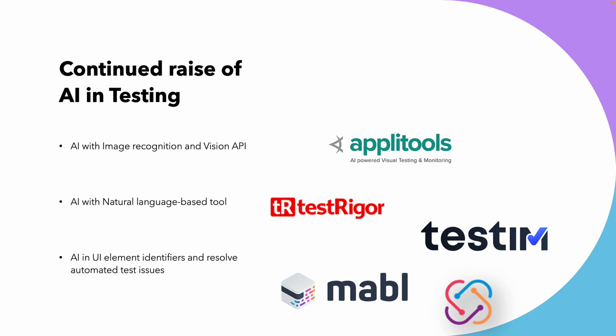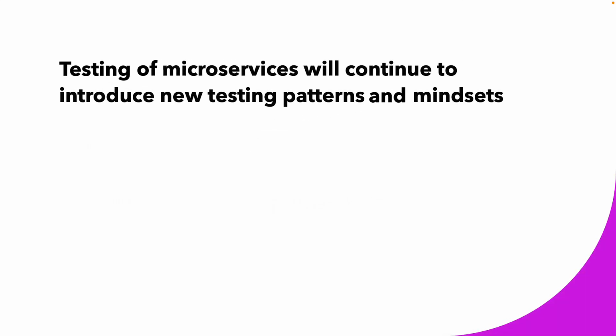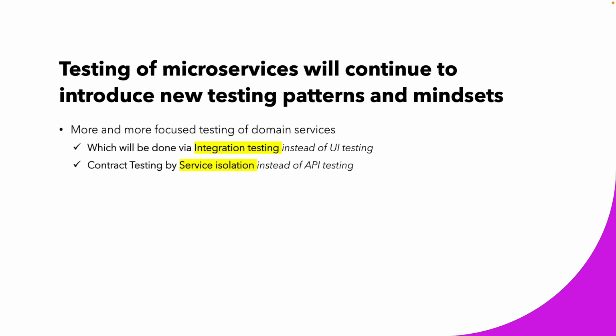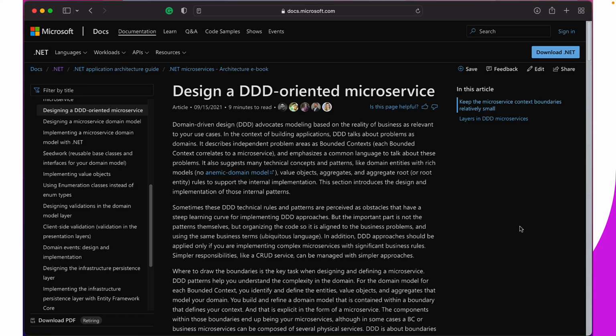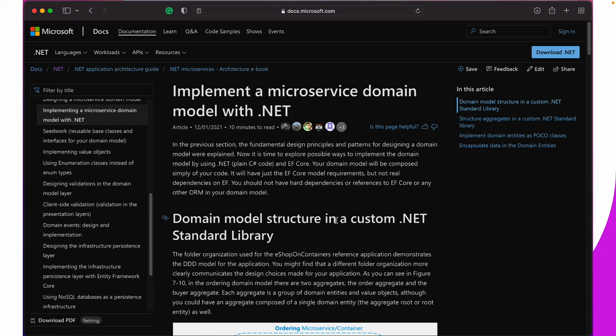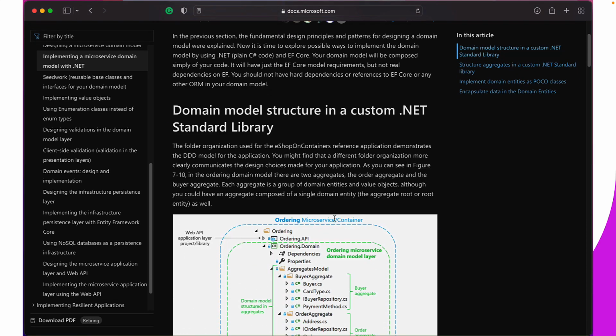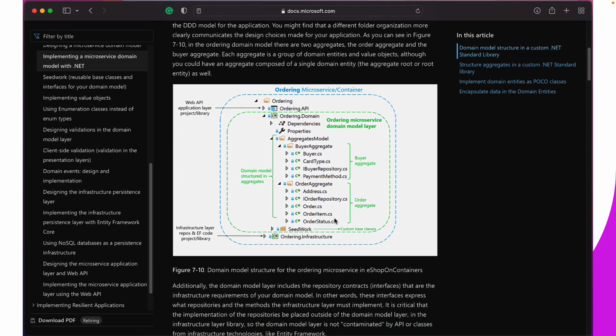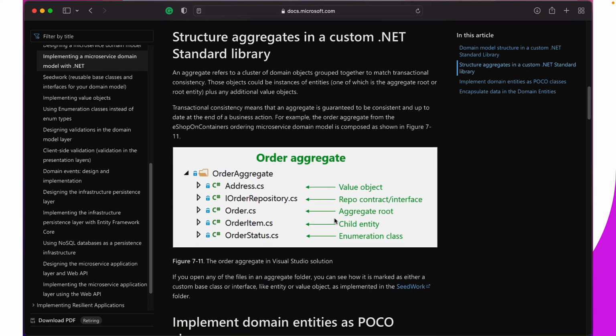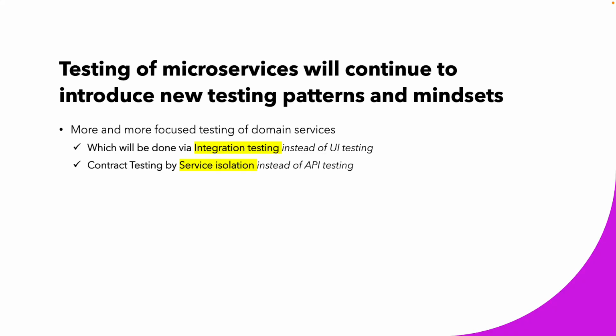I mean, they are all actually talking about the UI side of things, because that's what we're talking about in this particular place. But when it comes to microservices, the testing trends are going to introduce new patterns and mindset. That's the second trend of this year, I think, because microservices keep evolving. So more and more focused testing of domain services is now happening. For example, if you want to test microservices, it can be done via integration testing instead of UI testing, because that's where your services communicate and each service is specific to a domain. If you want to really test the domains, then we need to have the testing done at the integration level rather than the UI testing level.